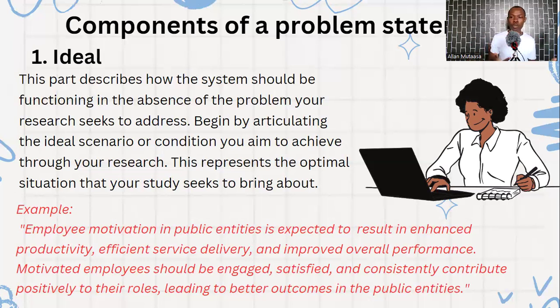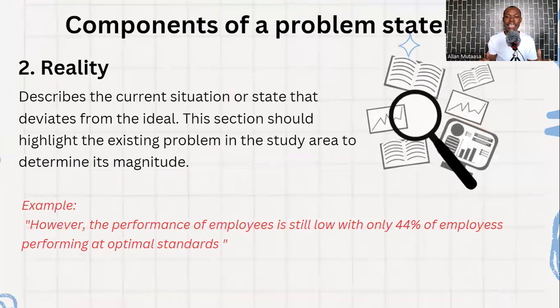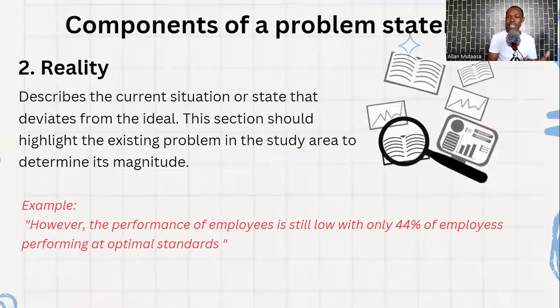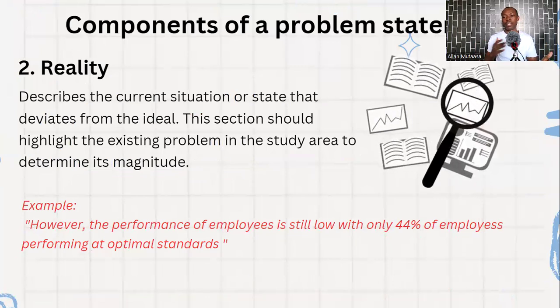Employees who are motivated should produce efficiently and should be in love with what they do. That is the ideal. That is what we expect. So that is what you're first going to write in that statement. And then after you've written the ideal, we are going to go ahead and now talk about the reality.